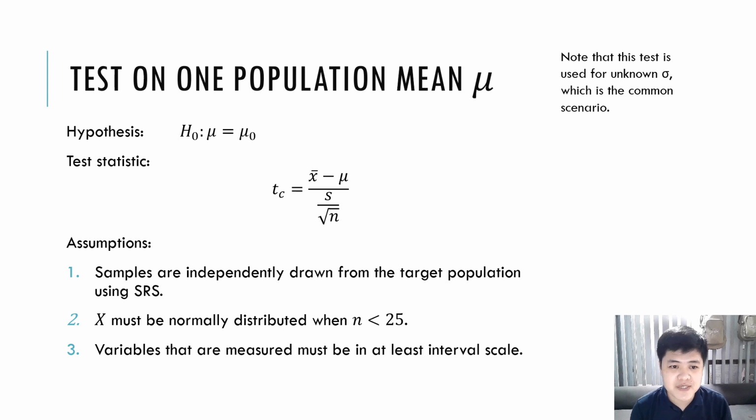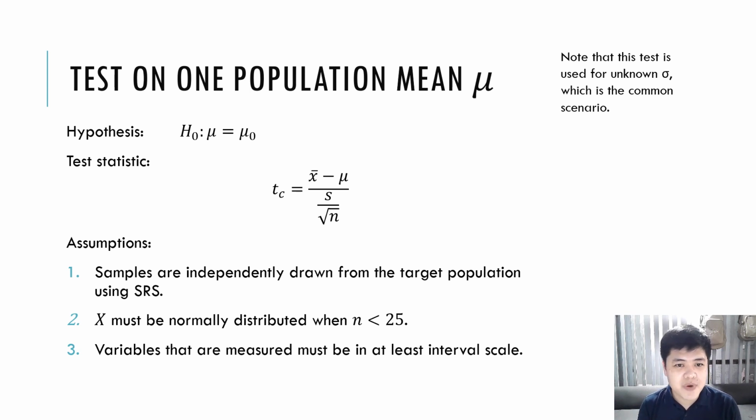Let's have the first one, which is the test on one population mean mu. Your null hypothesis: mu is equal to a hypothesized mean. But sometimes it's less than or equal to, or greater than or equal to. For the test statistic, we're going to use this formula to compute the computed value of t. That's t sub c equals x bar, the sample mean, minus mu, the population mean, all over the standard error, s over square root of n.